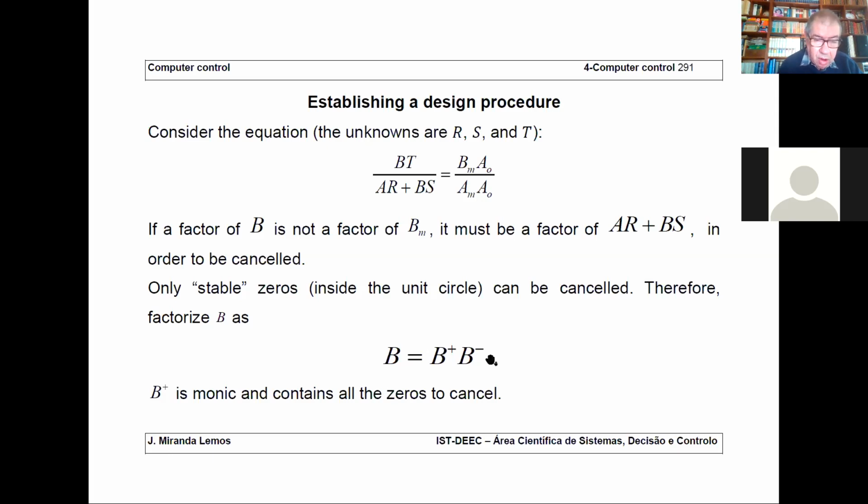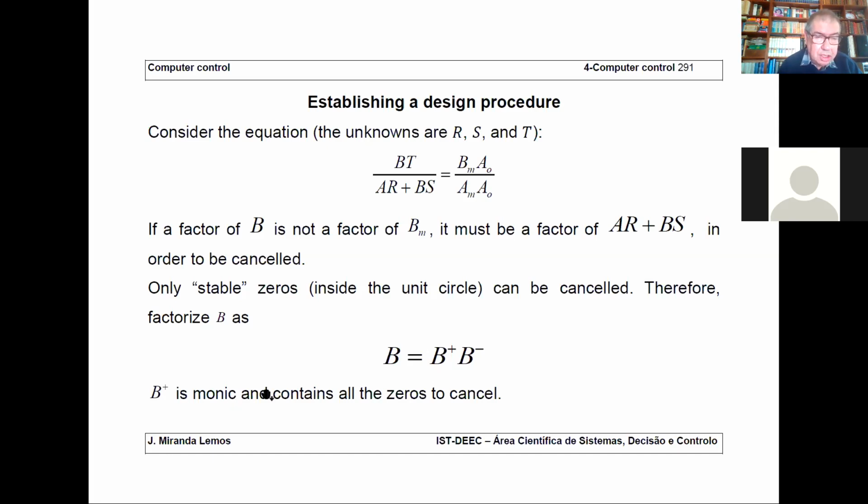Okay. Now, when you factorize this polynomial as a product of two polynomials, this does not specify these polynomials uniquely, because there is a gain that can be placed here or there. So I assume that B plus is monic.